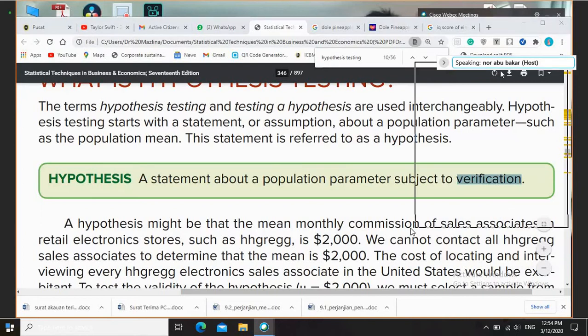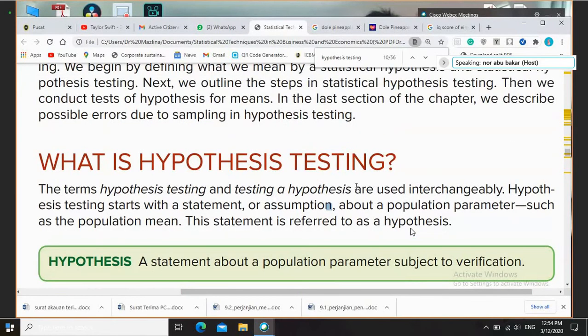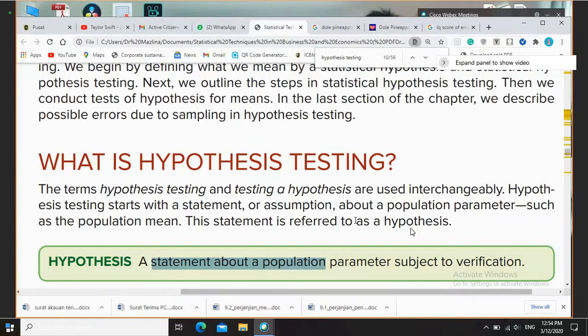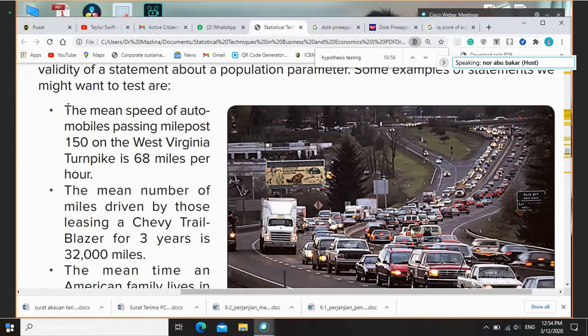Okay? Boleh? Okay, jadi itulah sebabnya kita belajar hypothesis testing, in which in order for us to verify whether the statement about a population is true or not, we need to test it. Okay? Jadi contoh-contoh lain adalah, okay, nampak tak ni? The mean speed of cars passing milepost.